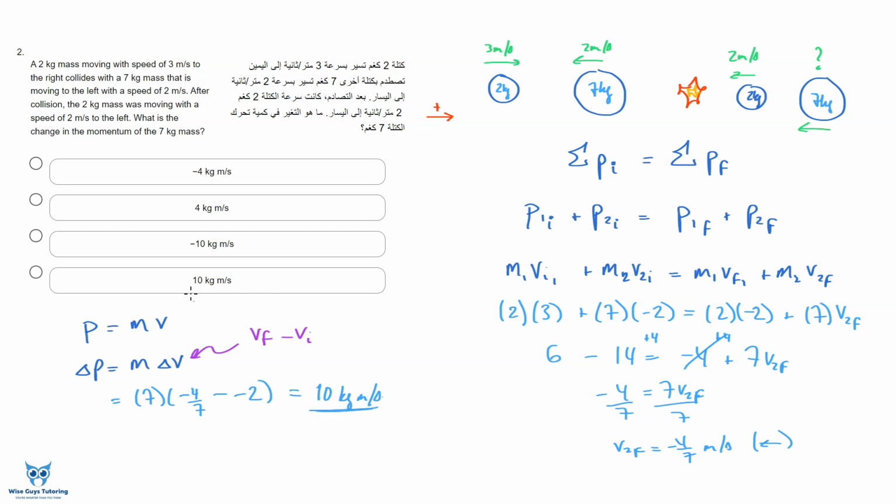Now the sign is important because positive means to the right, and you'll notice that this 7 kilogram object was going at 2 and then it slowed down. It's only going about 0.57. What that means is the change in momentum is towards the right, which suits my sign convention, and that's why this one is positive, making the correct answer D.